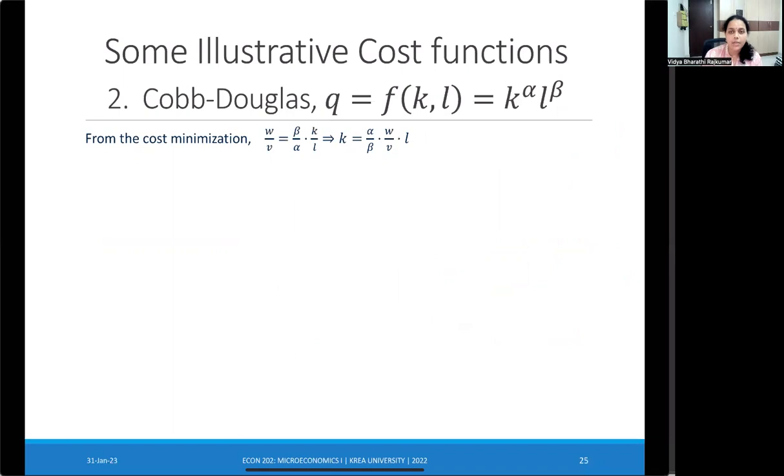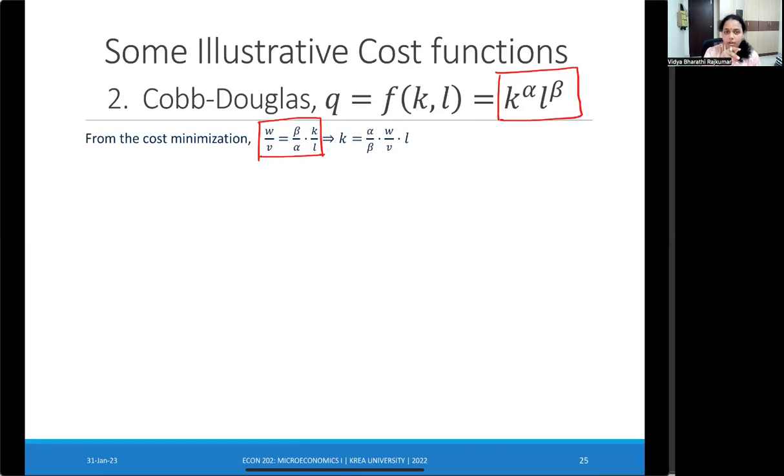When we have a Cobb-Douglas function of this general form, K to the power alpha, L to the power beta, we'll start solving for our cost function by taking off from where the cost minimization problem stopped. Remember that the minimum cost happens when the price ratio W over V equals MPL over MPK. We know that result is given by W over V equals beta over alpha times K over L.